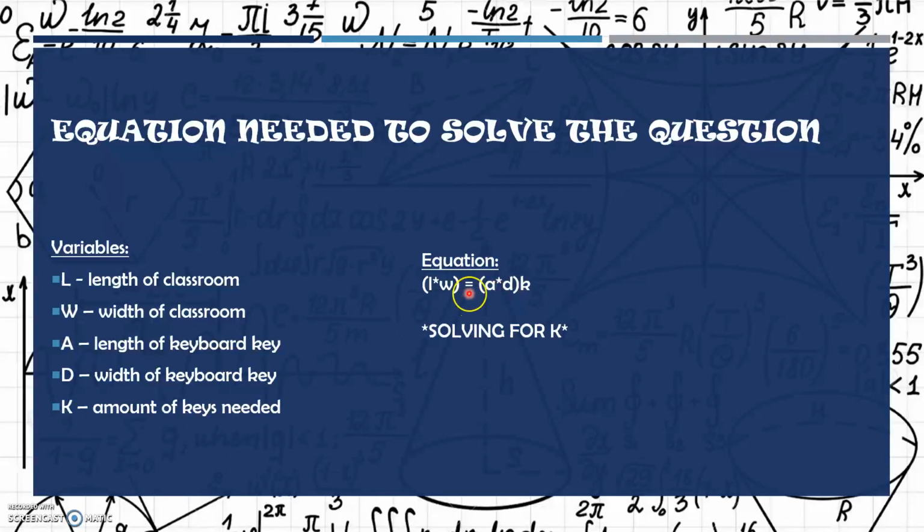So what this equation is saying is that the length and width of the keyboard key multiplied give you the area, and if you divide the area of the classroom, length times width, by that, you will solve for K, determining how many keys you actually need.